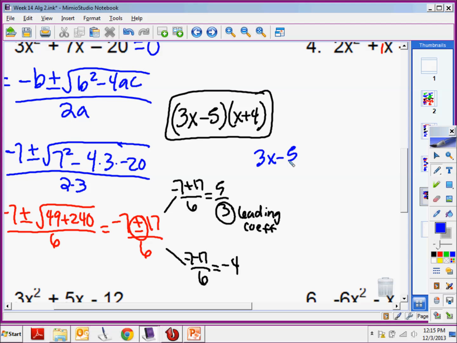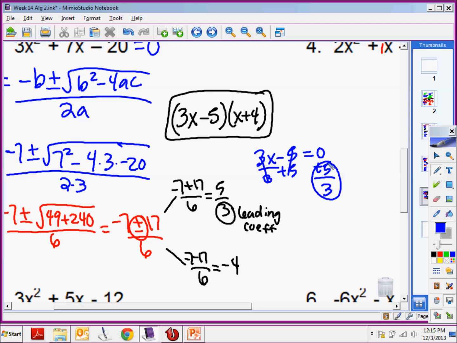Okay, so if I have 3x minus 5, and I wanted to solve for x, I would add 5, and then I would divide by 3. And what does that give me? A positive 5 over 3. And what did I need? A positive 5 over 3. So that's why this is the opposite. That's why it's 3x minus 5.